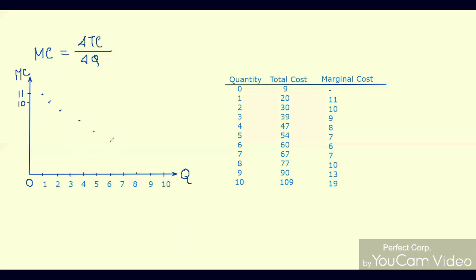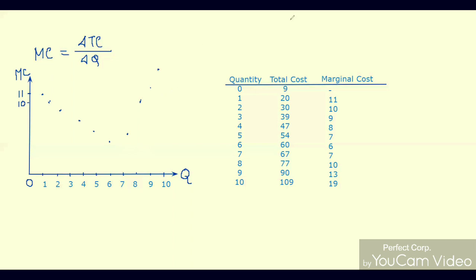Then for the sixth unit, it is lowest, that is 6. Then after that, for the seventh unit, it again became 7. Then for the eighth unit, it became 10. So it means that it has increased sharply. Now for the ninth unit, it is 13. And for the 10th unit, it is very high, which is almost 19.